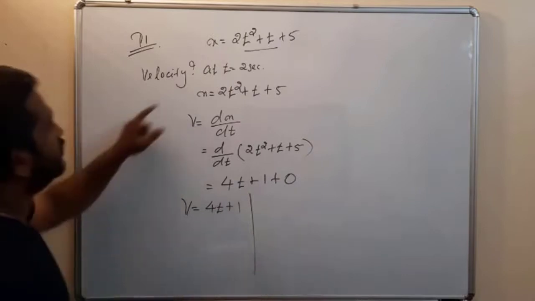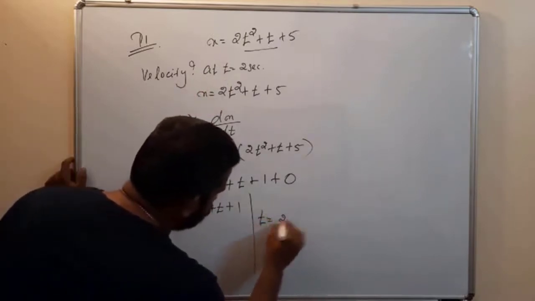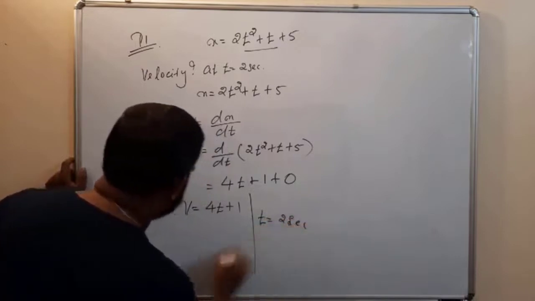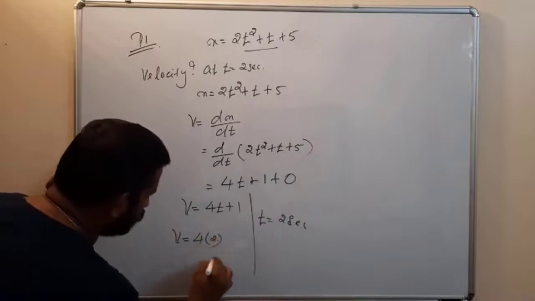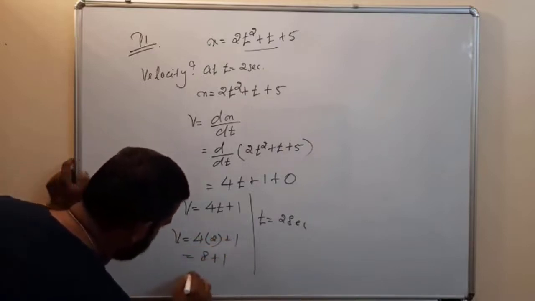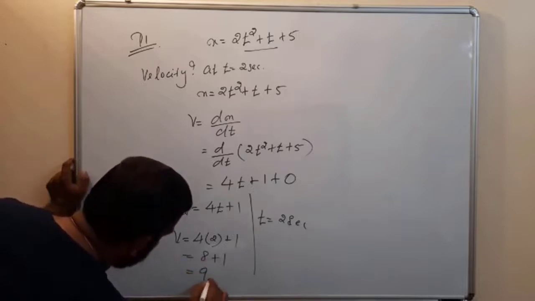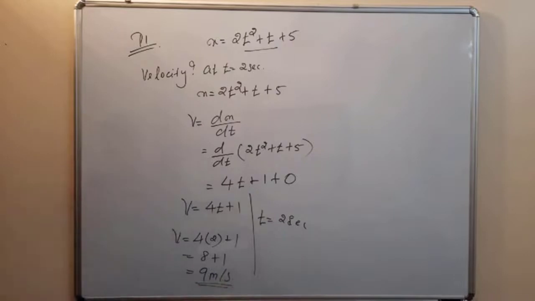So we have to find the velocity at t equal to 2 seconds. So v is equal to 4 into 2 plus 1. 4 into 2 is 8, 8 plus 1 is 9 meter per second. That is the answer.